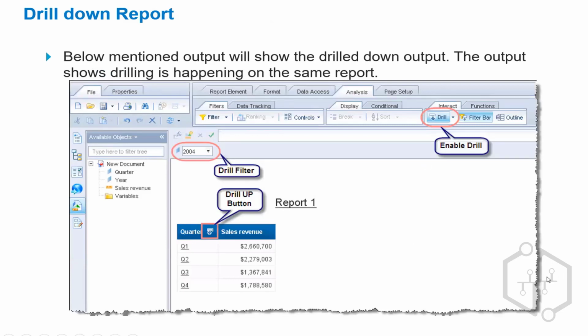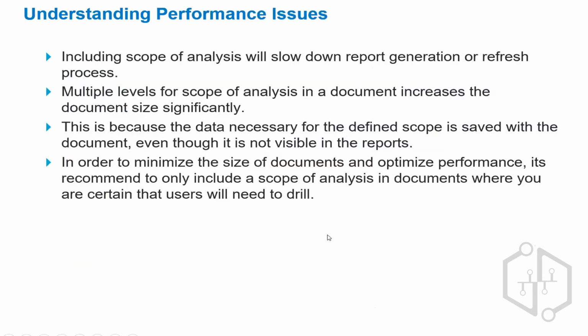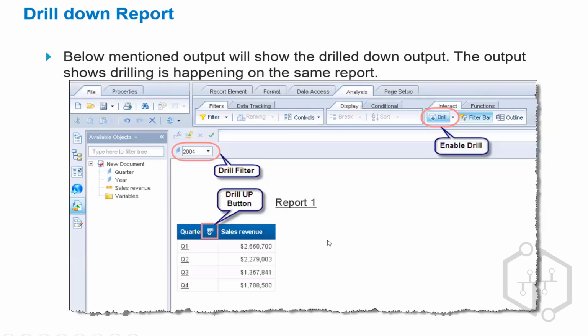So we have to set up the scope of analysis in the query panel. After that, the drill option is there, right? So we have to enable it here. Once we enable it, we have a query report filter on the year 2004. As we have enabled drill and the report is based on quarterly sales revenue, if we click on quarter, it will go to the year drill up button. If you see here, the arrow is up. If we click on this hyperlink or here, it will drill up. Similarly, drill down will also be there.